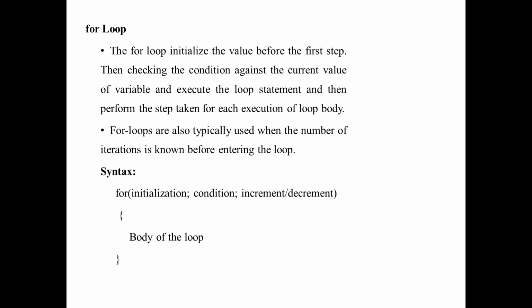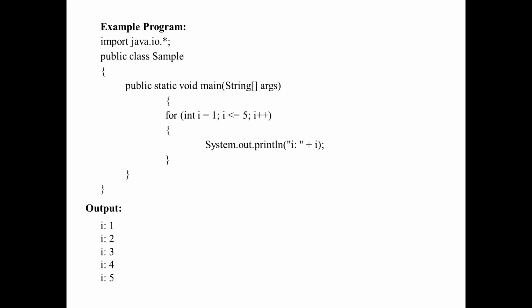The next is the for loop. In a for loop, initialization, condition, and increment or decrement are given in the same line, and then the body of the loop is executed. So the program starts with the header file and public class Sample, public static void main. The for loop condition will be there: i equal to 1, i less than 5, i plus plus, and it goes on. It should start from 1 and it will print up to 5 because it is less than or equal to 5.